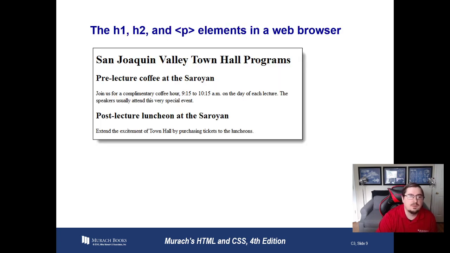Okay. So if we were to take that code that we just saw and run it in the browser, it would look something like this. We've got the H1 here, we've got an H2 and an H2 here. And you'll see that the H2 is a little bit smaller than the H1, right? The H1's the biggest, H2 are next smallest, and then P is just regular text, okay?